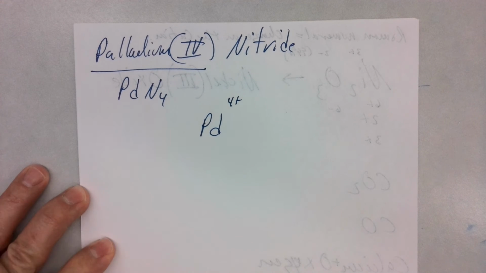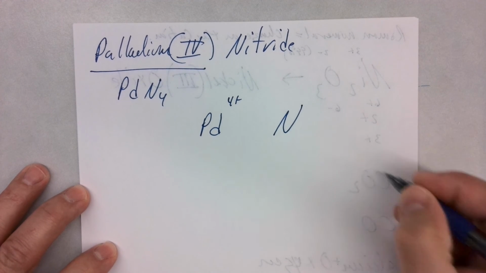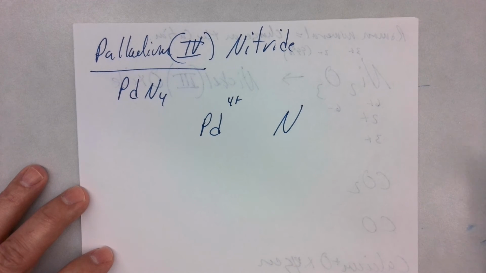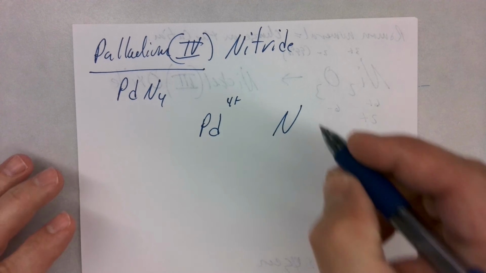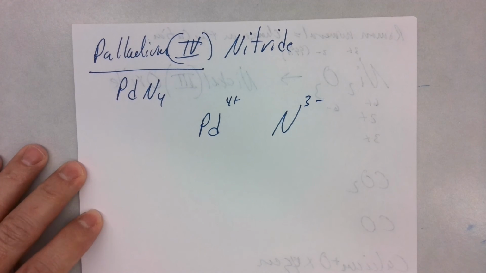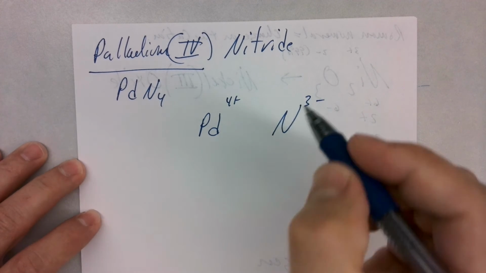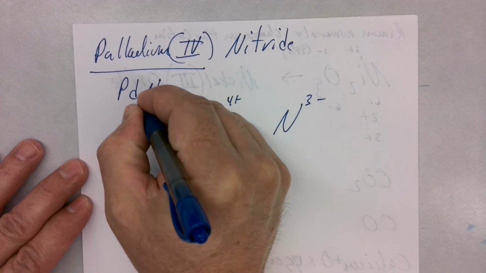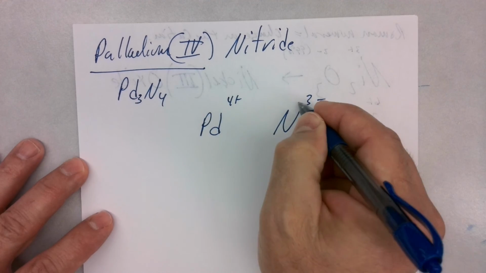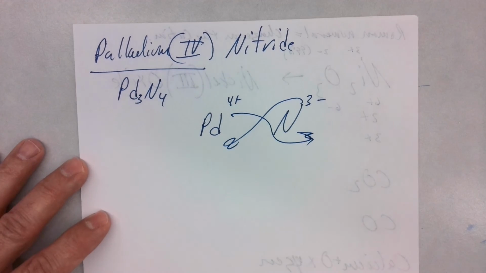Where's nitride at? Nitride comes from nitrogen, right? And it has a valence of 5, which means it's going to gain 3 and become N3 negative, right? So what's missing from this? Pd3 and 4 when I do my whole drop and swap.